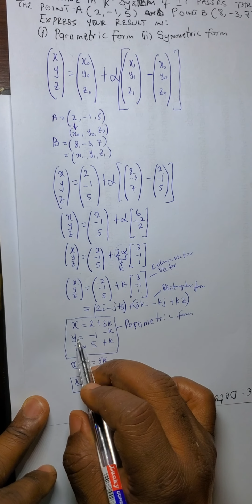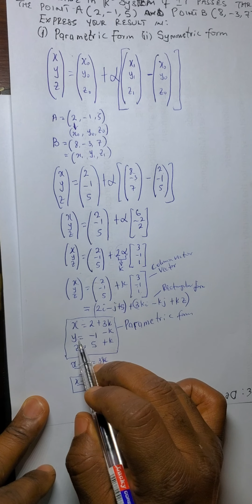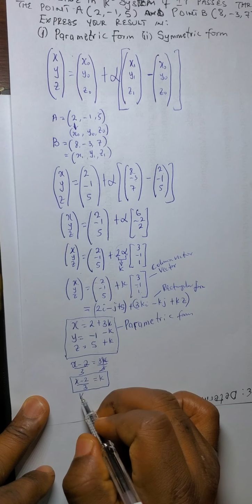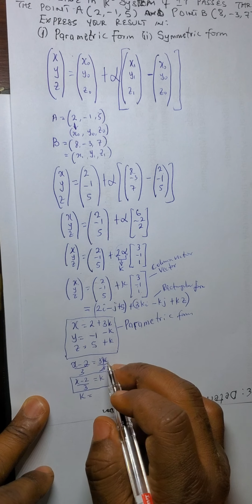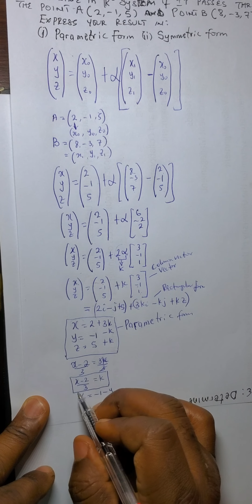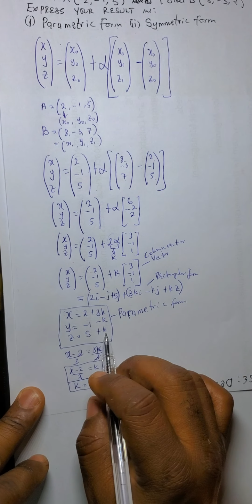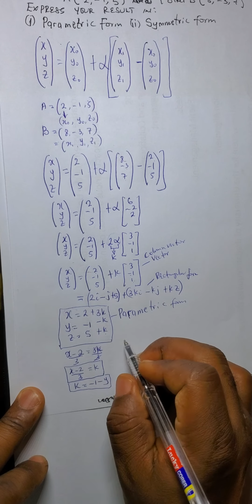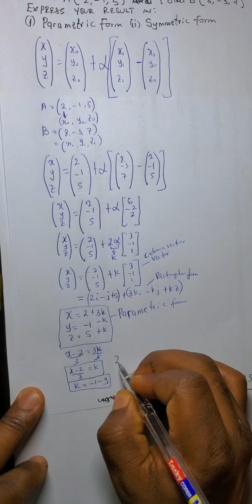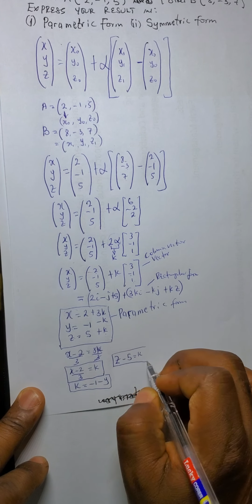Then for y is equal to minus 1 minus k, I can carry this minus k to the other side to make it positive, and carry y to the other side, making it negative. So k in this case will be minus 1 minus y. This is the second symmetric form. Then for the third one, that's z, I still make k the subject of the formula. So we carry 5 to the other side, and I have z minus 5 is equal to k. This is the third symmetric form.